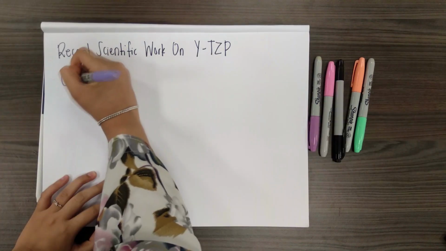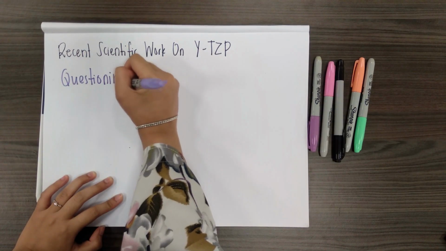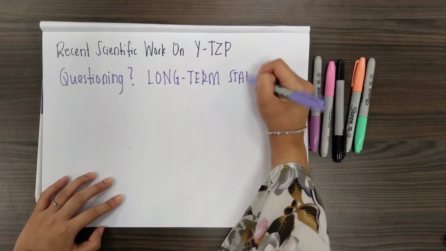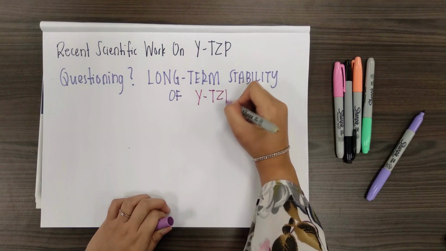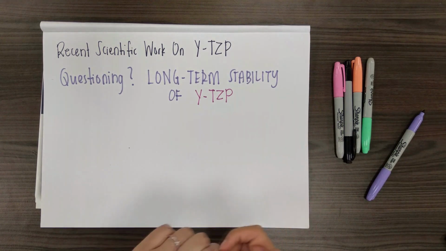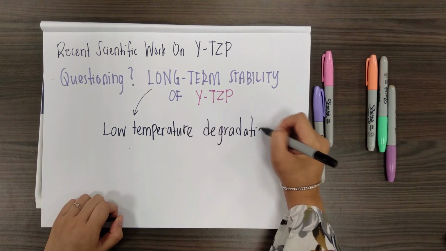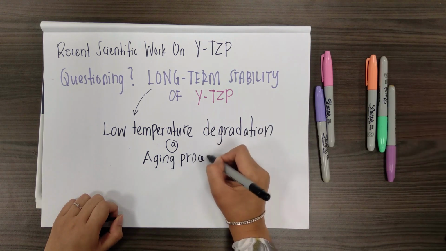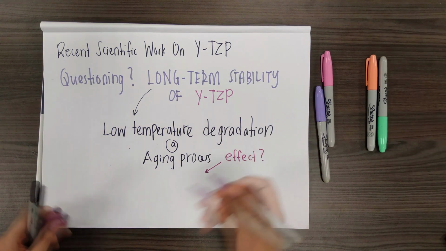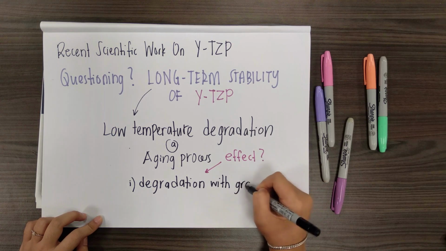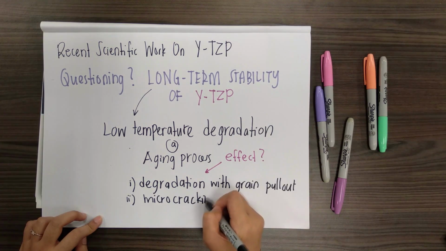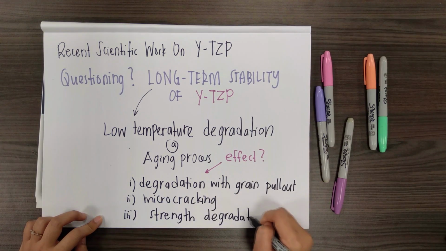Recent scientific work that we found is researchers questioning the long-term stability of the material used, which is Y-TZP. Because of low temperature degradation of zirconia, or known as aging process, this process brings effects including surface degradation with grain pull out, micro cracking and strength degradation.